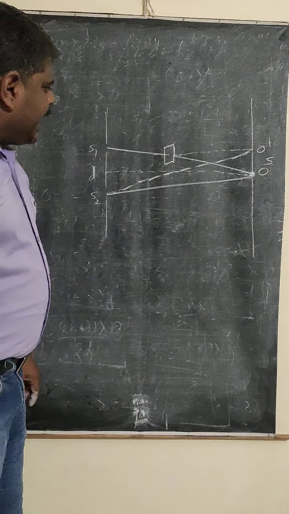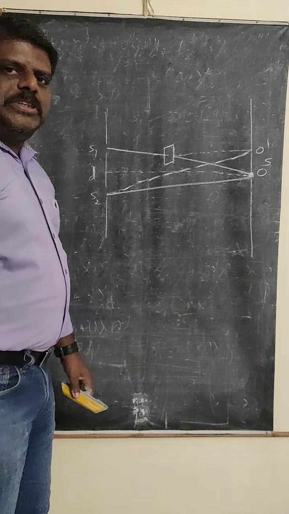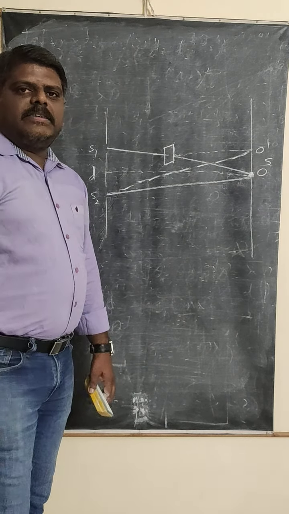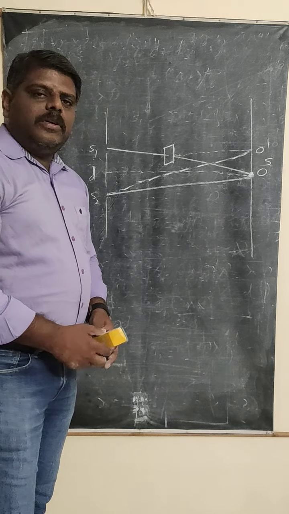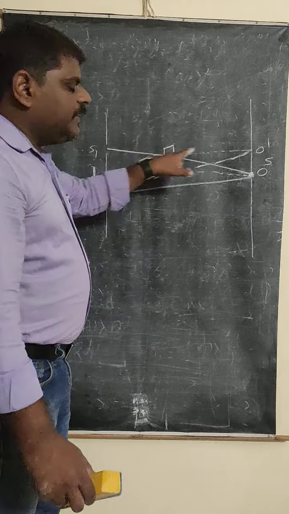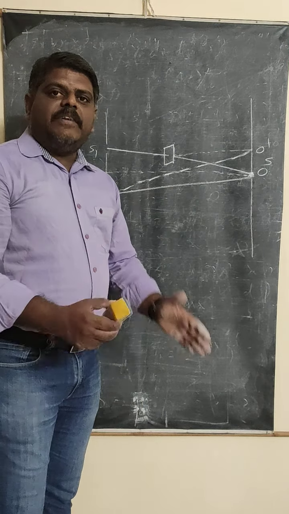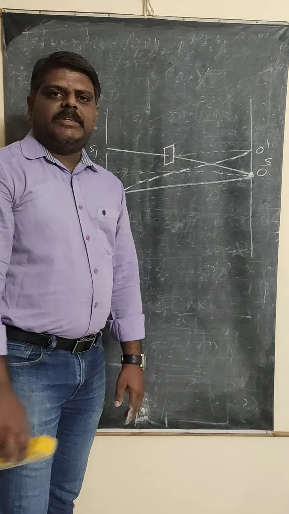Now, refer to the diagram and tell me: at point O dash, will the path difference be 0? Definitely not. Why will the path difference not be 0? Because to reach point O dash, S1 is traveling a different distance and S2 is also traveling a different distance. So that's why there will be some path difference.